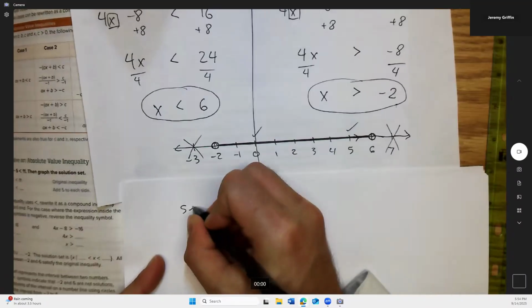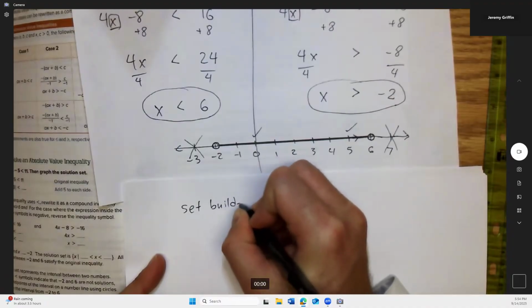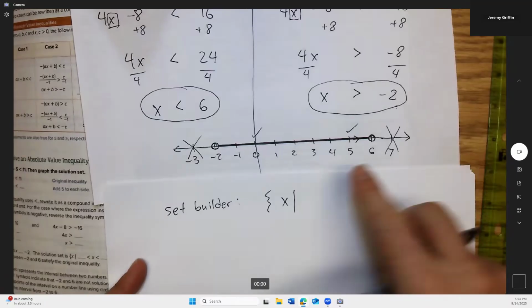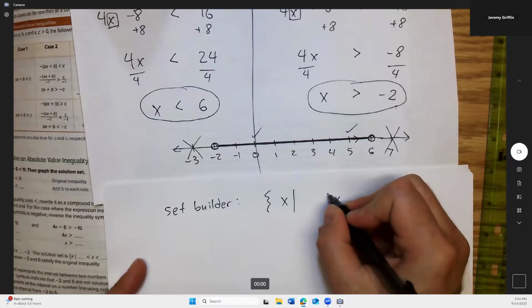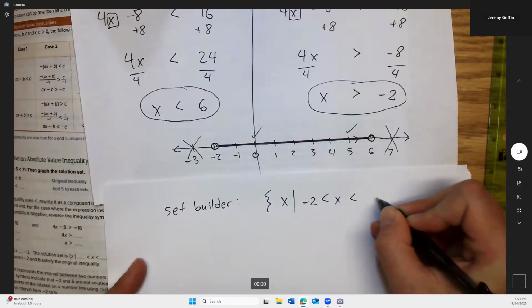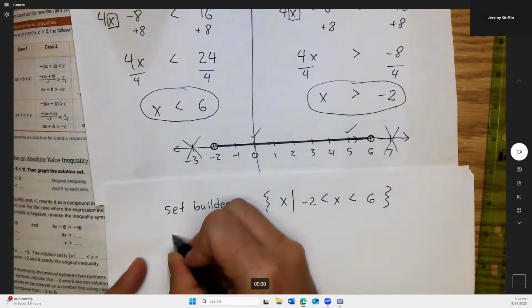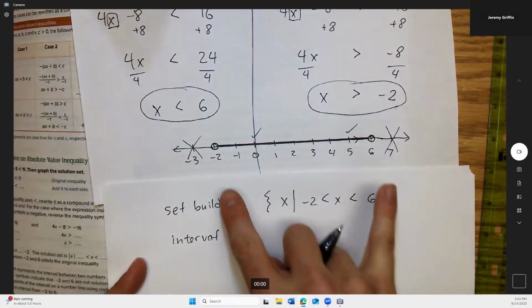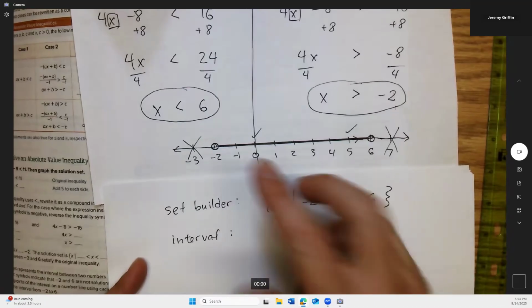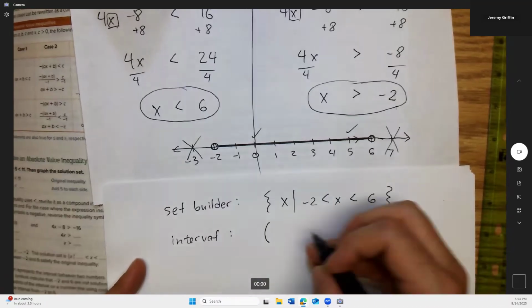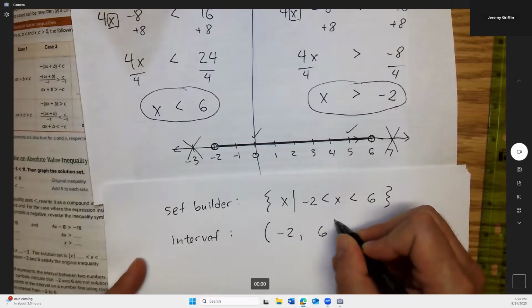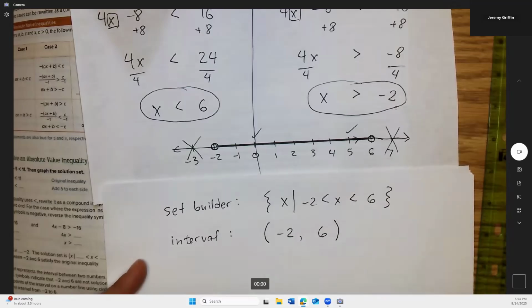I could also write this in set builder and interval notation. In set builder, it looks like x such that x has to be strictly greater than -2 and strictly less than 6. And in interval notation, I'm not going to use the square brackets because I'm not allowed to include the endpoints, but I can do open parentheses, going from -2 all the way up to 6. So anything between those, not including the end values. There you go.